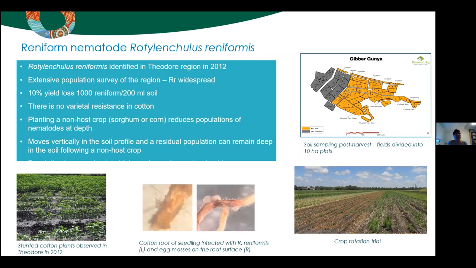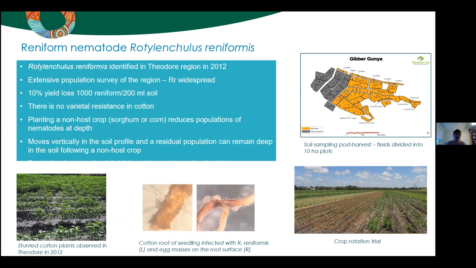The other one I'd like to talk about is reniform nematode. This was back in 2012. Our finding of this was in response to the consultant in the Theodore region. He had noticed over a few years, this bottom picture shows these stunted cotton plants. And, you know, in this region, it's not uncommon to see sort of uneven growth, a bit of stunting, just because of the type of soil and the bed formation.